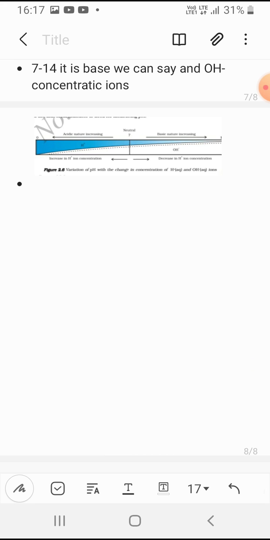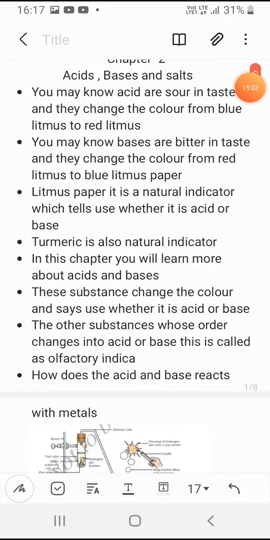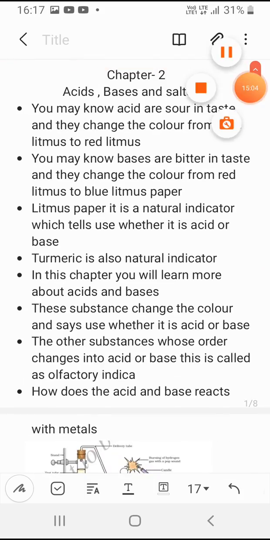And still, how we can say whether it is very strong or very weak, I will say that in my next topic, in my next video. So till here you understand, I think, the pH value, how the metal reacts with water, and what we get: the salt and water.